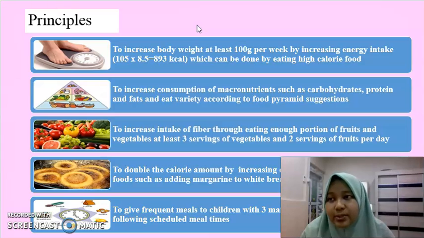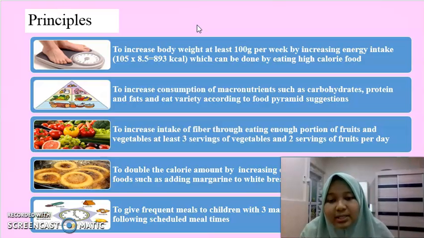So next, we need to increase his consumption of macronutrients such as carbohydrates, protein and fats, and he needs to eat variety according to the suggestion of the food pyramid. And then he needs to increase intake of fiber by eating 3 servings of vegetables and 2 servings of fruits. And then he needs to double the calorie amount by increasing consumption of oily and fried food, and this can be done by adding margarine to white bread.